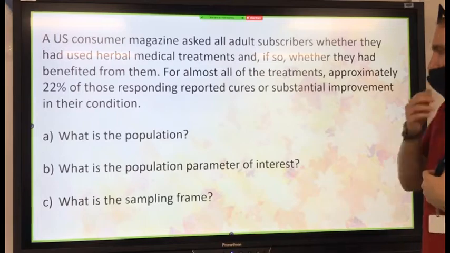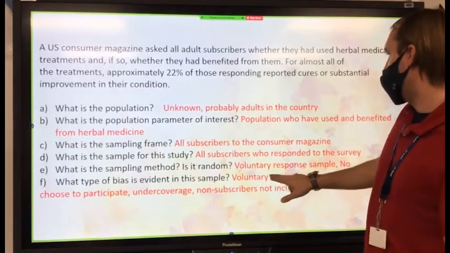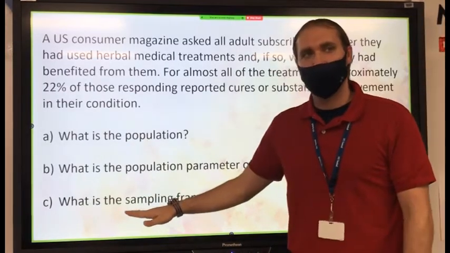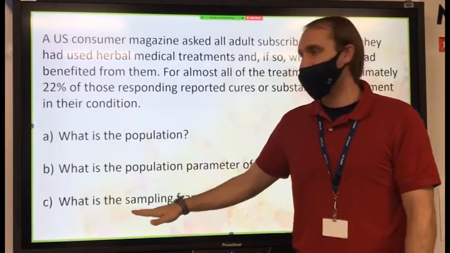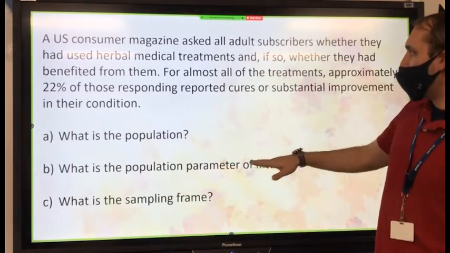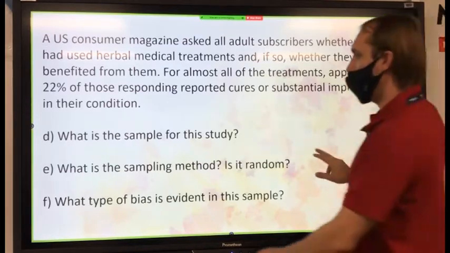And what is the sample frame? Let's see. Okay, sorry, you got that. The sample frame is adult subscribers. So we're taking from these people. The population parameter of interest, what do we want to know? We want to know what?